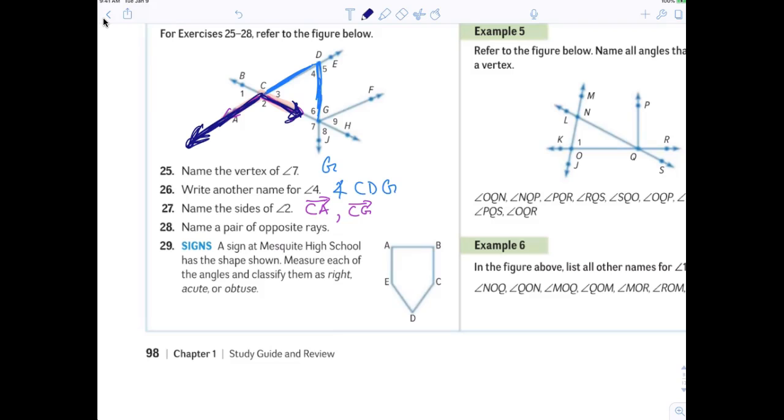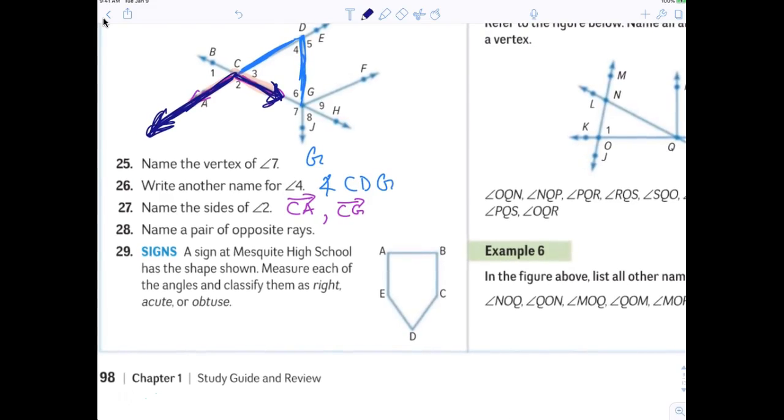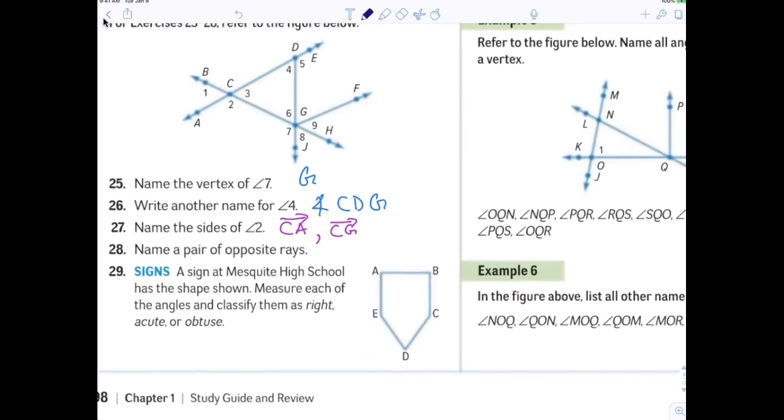Name a pair of opposite rays. When you're talking about opposite rays, you're just going to look for a line. So, for example, I could say ray CD and ray CA. That's kind of easy. Is that the only option? It's not the only option. Definitely not the only option. Everybody okay with that? All right.